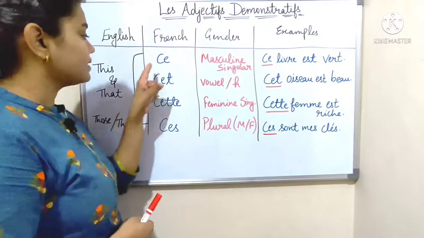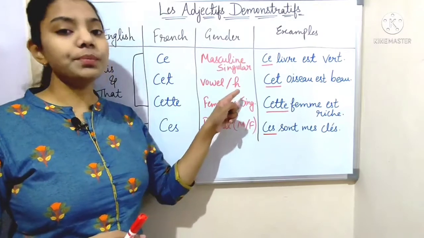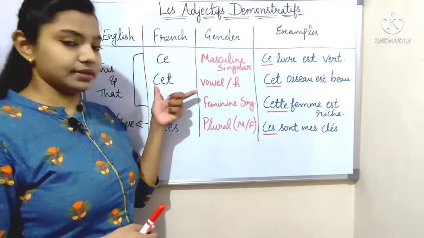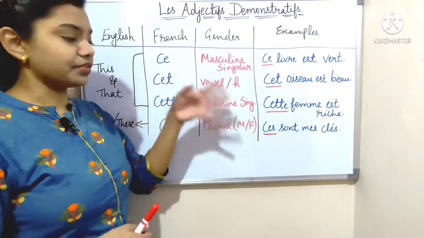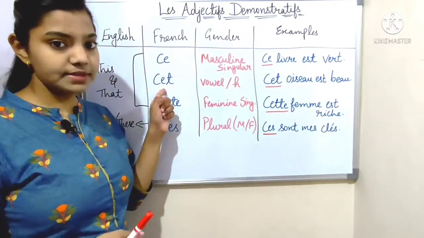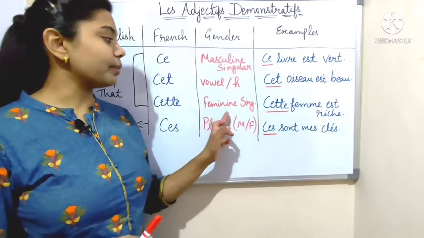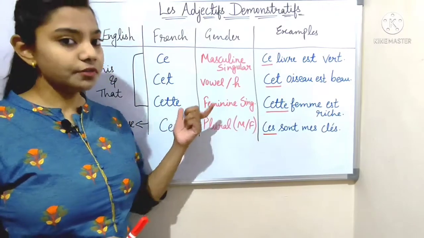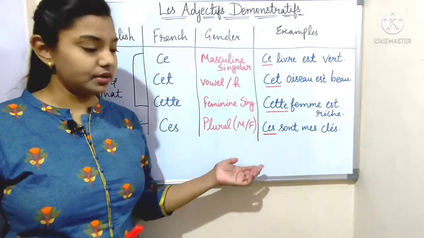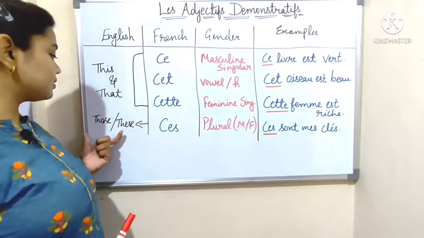Ce is used for masculine singular. Cet is used in front of a vowel or mute h. It doesn't matter whether the noun is masculine or feminine, if there is a vowel or mute h, then we use cet, C-E-T. Cette, C-E-T-T-E, is used for feminine singular, and ces is used for plural, either masculine or feminine. For plural we use ces, and ces means these and those.